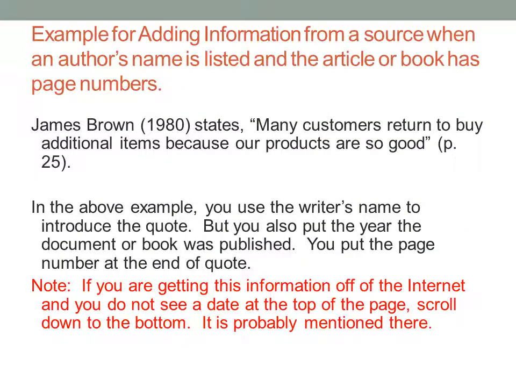And this one is adding information from a source when the author's name is listed and the article or book has page numbers. This is the easiest one. That's why I'm always saying try to find resources where the author's name is listed, because it just makes things so much easier. So in this case, my author's name is James Brown. So I say his whole name, James Brown, and the year his work was published. Notice I don't have the work, I just have the year it was published. It was published in 1980, states, and I tell you what he said. I copied this word for word, so I put it in quotation marks. Okay, you notice that?